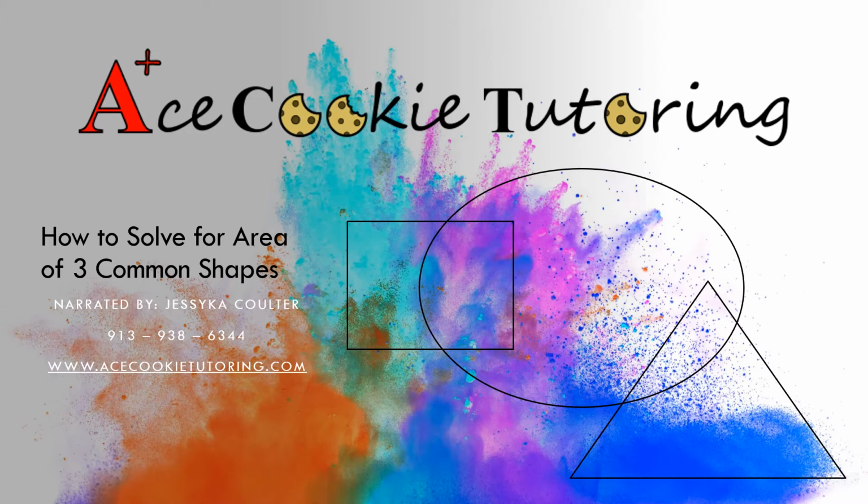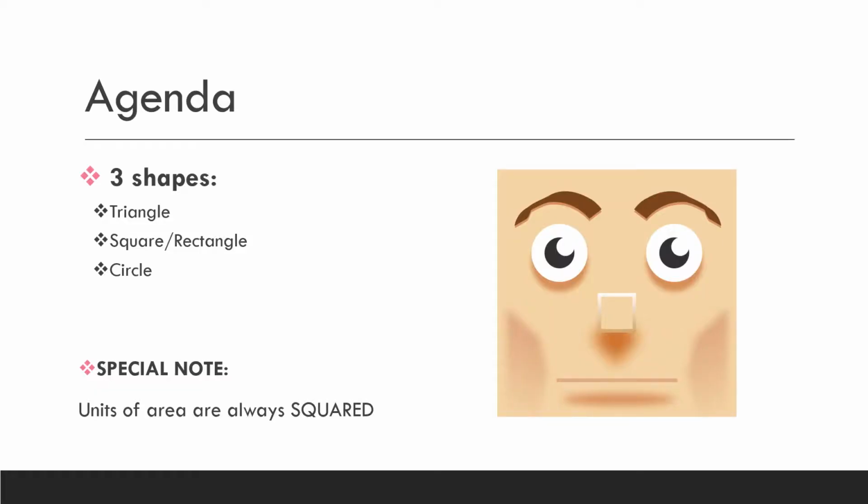I am the CEO and founder of Ace Cookie Tutoring, and today I want to go over the different formulas for three shapes, as well as what to expect on some homework assignments or test problems involving these three shapes and their areas. The three shapes we're going to be talking about today are triangles, squares, and circles. And we're also going to be talking about rectangles.